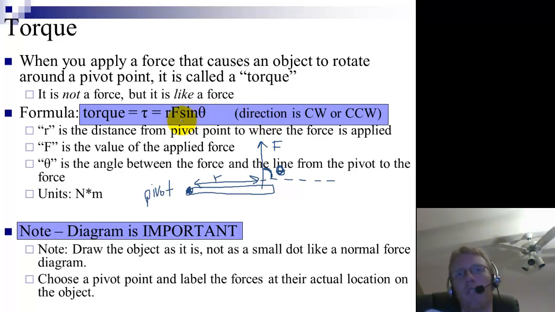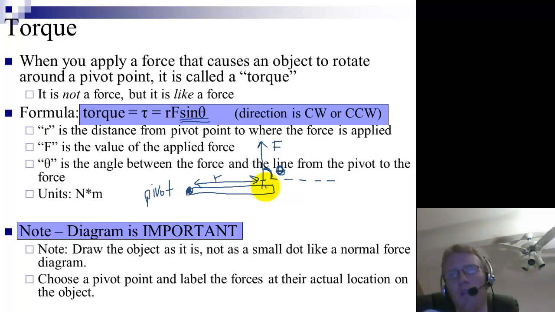So now look at this real quick, sine theta. If you push at a perfect right angle, then this angle is 90 degrees, and if you practice your trig, you'll know that sine of 90 is 1. That's the biggest sine will ever be. So you're going to get the maximum torque, you're going to get the maximum rotation if you push perpendicular to the object or the radius from the pivot point to where you're pushing. So you always want to push at a right angle.